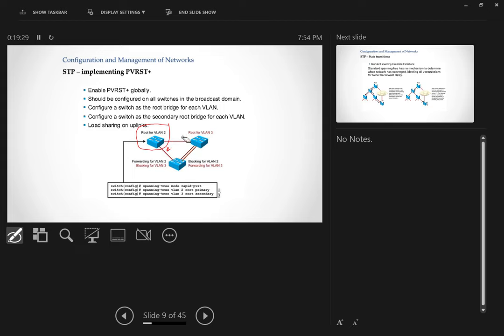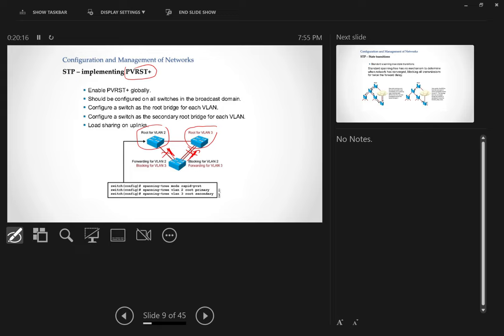So if I'm using one spanning tree per VLAN, I can do this: the root for VLAN 3 is here and the root for VLAN 2 is here. This means that for VLAN 3, this port is blocked. For VLAN 2, this one is blocked. So both links are used: this one is used for VLAN 2 and this one is used for VLAN 3. And I don't have any unused link, whereas before there was one link blocked for all VLANs.